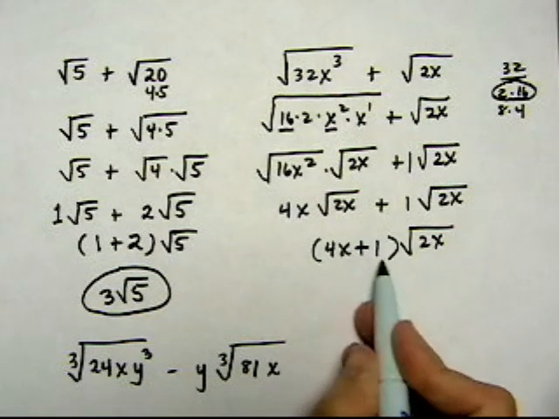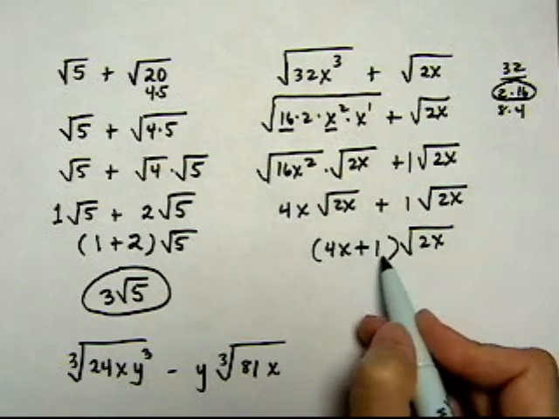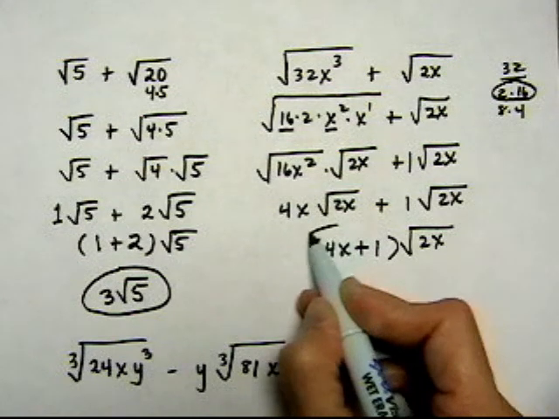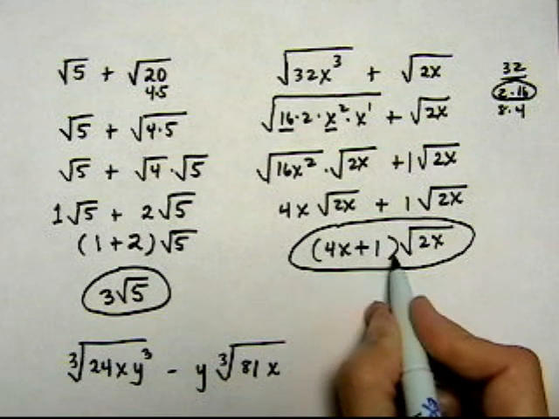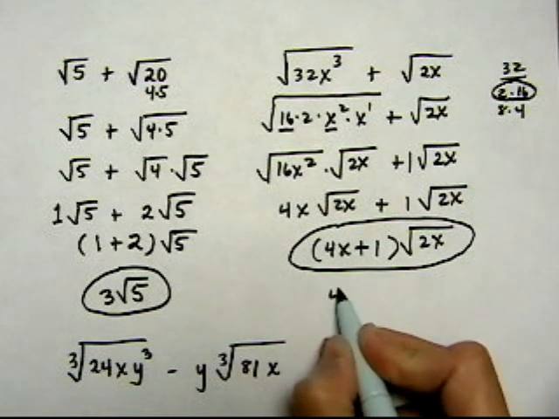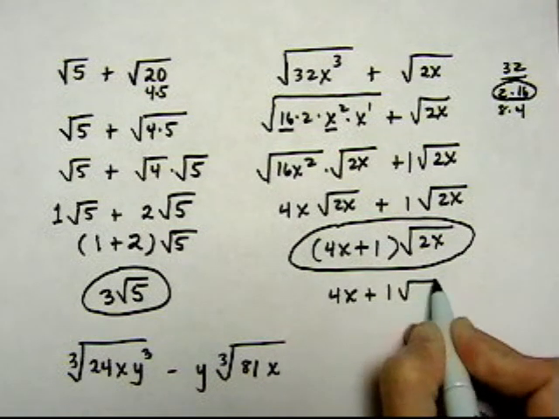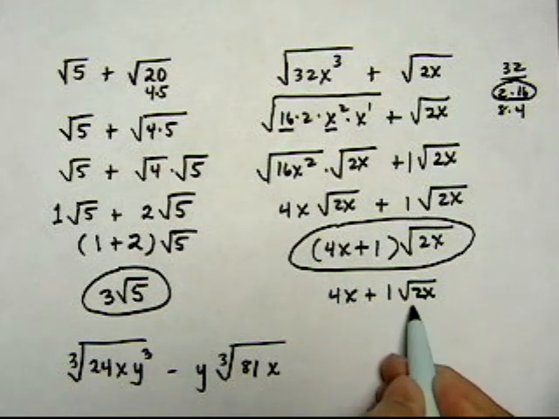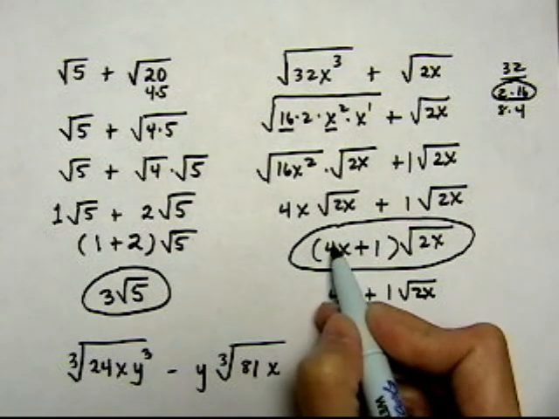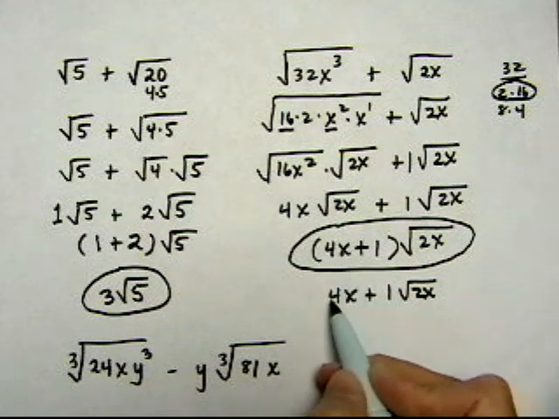So that's combining the coefficients right there. And there's nothing else we can do to it. And that would be our answer. What you want to be careful of here is not to put the answer without parentheses, because if I said 4x plus 1 root 2x, then this 4x is not being multiplied by the root 2x, but it has to be. So I want the parentheses around the 4x plus 1.